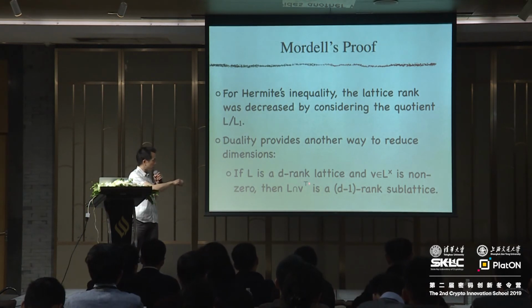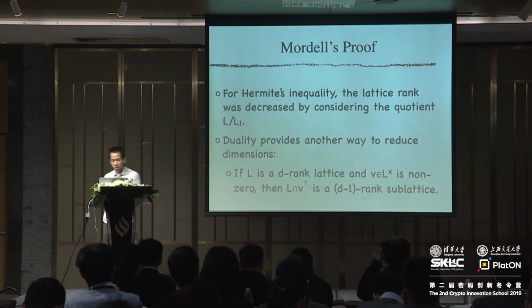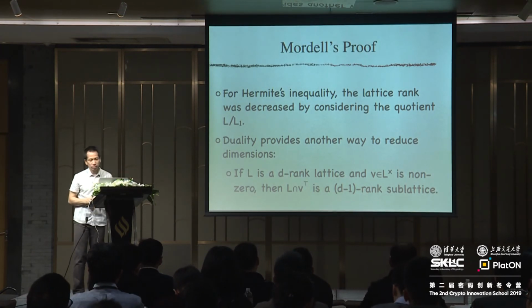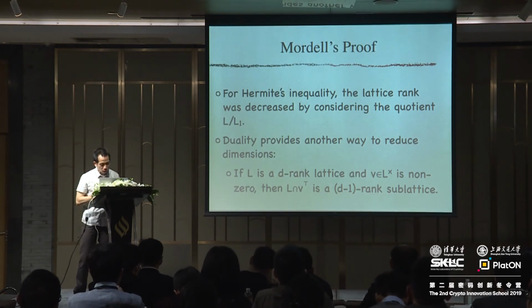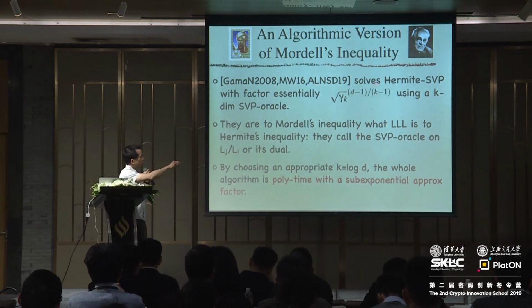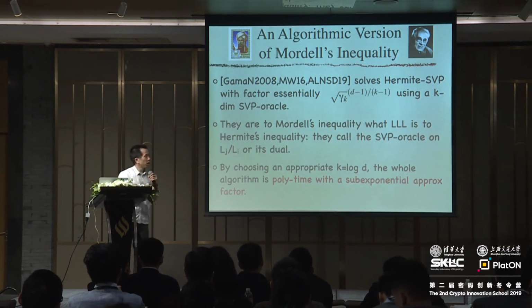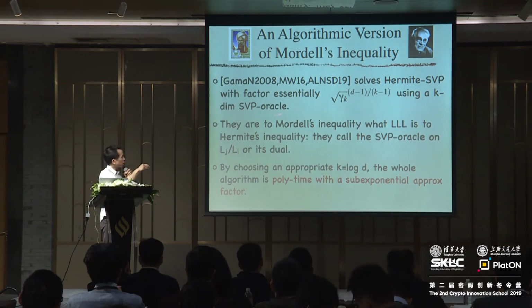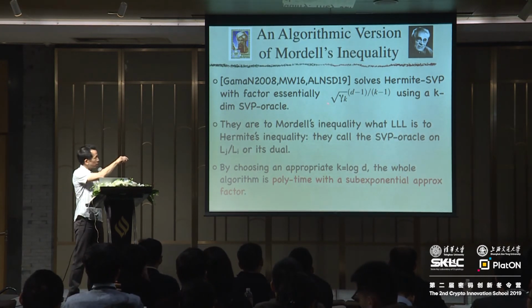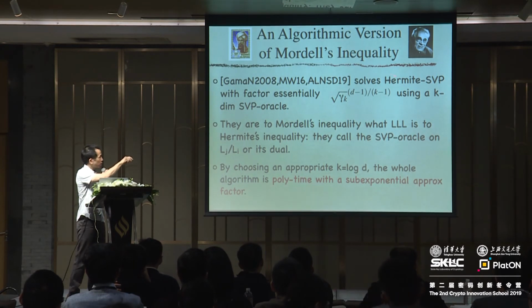Now intersect the hyperplane with the lattice, you get a smaller sublattice, a d-1 rank sublattice. So that's Mordell's proof. You're going to work with this. So that's what all the nice blockwise algorithms that we know do. They give you a Hermite approximation factor, which is exactly the one of Mordell's inequality, using a k-dimensional SVP oracle. And actually, you can relax the oracle. There's a bit of a loss here, but it doesn't really matter.